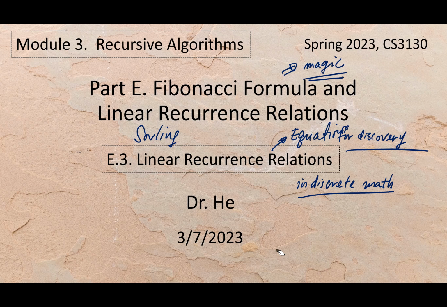In part E of module 3, linear recurrence relation. Why do we need to do this? The reason is very simple, because of the question: how do we discover the Fibonacci formula? Last time we verified it, but when we verified it, someone needed to find it for us, okay?